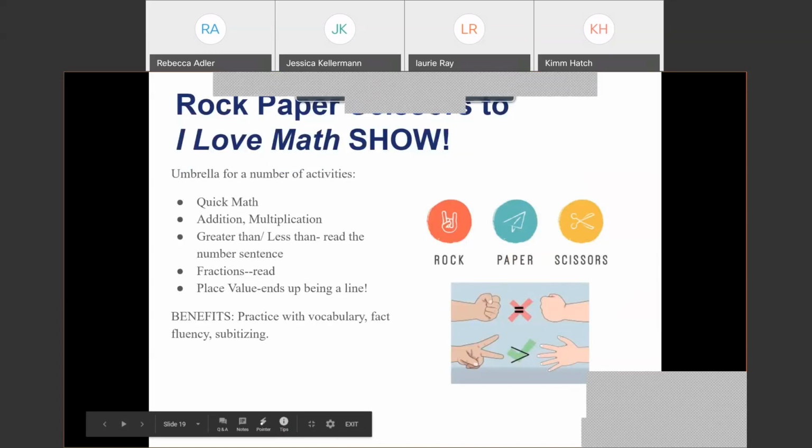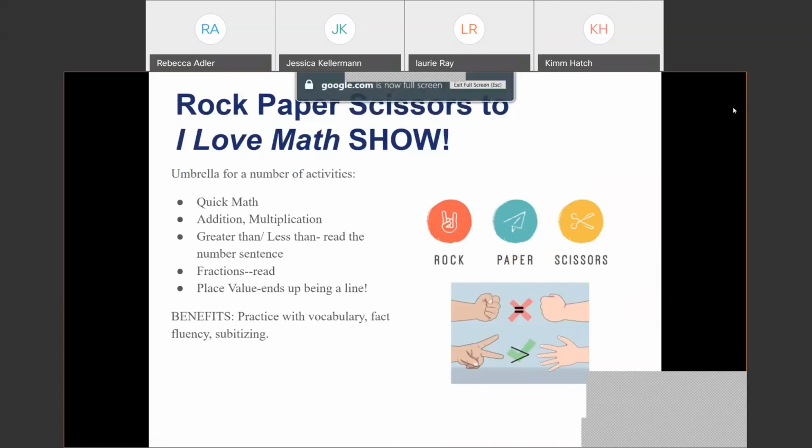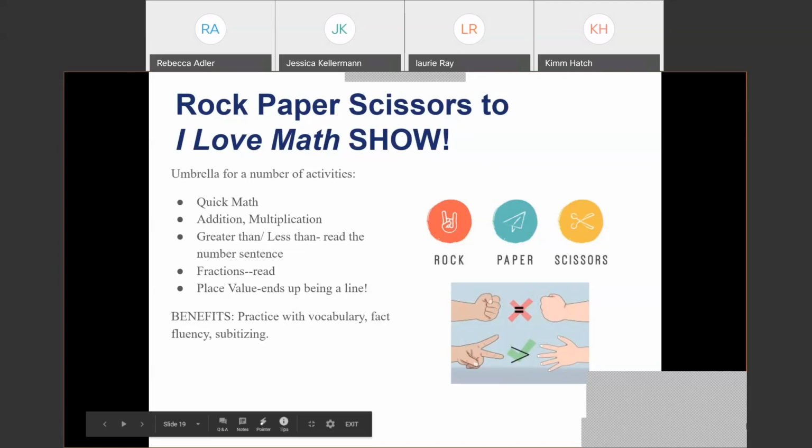So this one is one of Jessica's and my favorites. And last year we got a lot of good ideas from the group we had. So this is rock, paper, scissors. I love math. So it's literally, in essence, rock, paper, scissors. But instead, what they do is they hold up numbers. There's a lot of different options you can do. So you would do rock, paper, scissors, and then you would hold out your hand with a certain number on it. So for your little babies, it could be which number is larger.